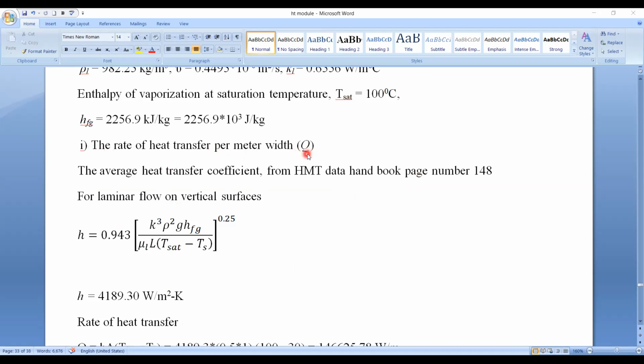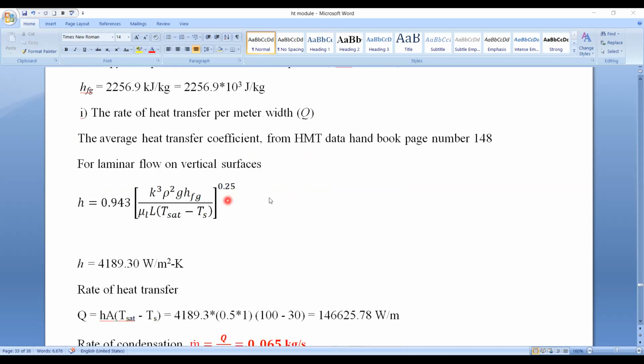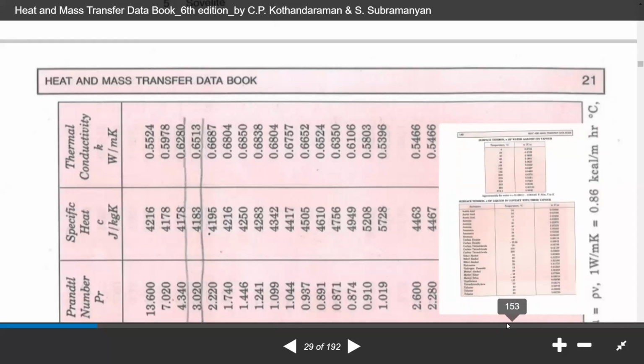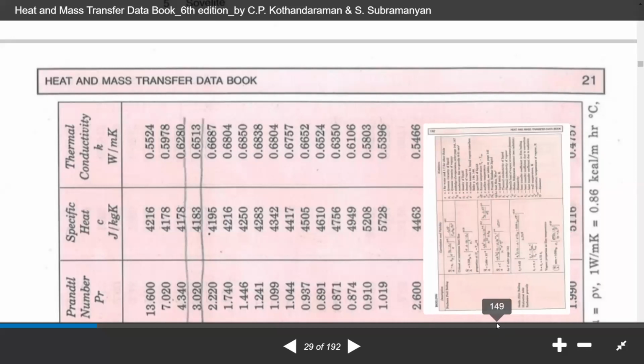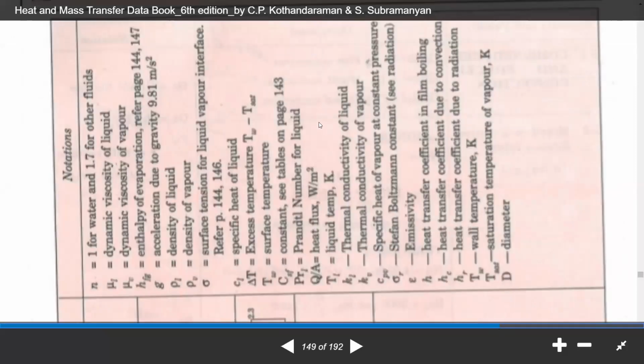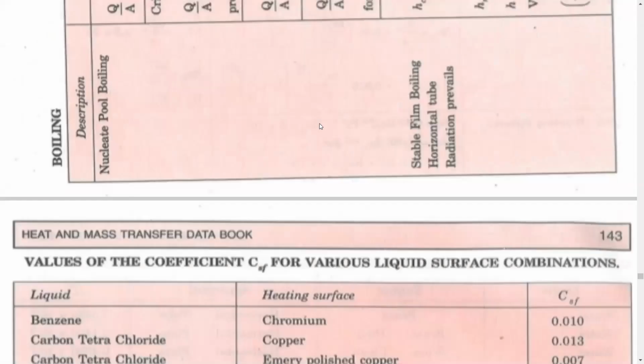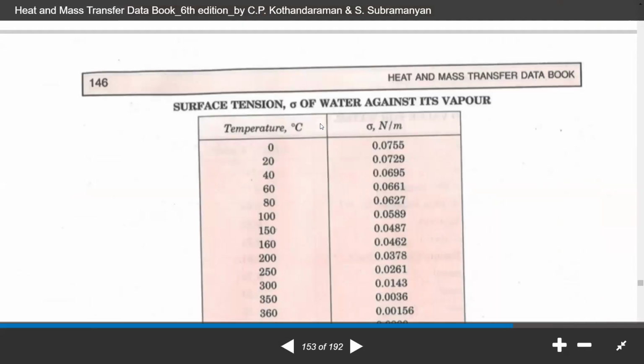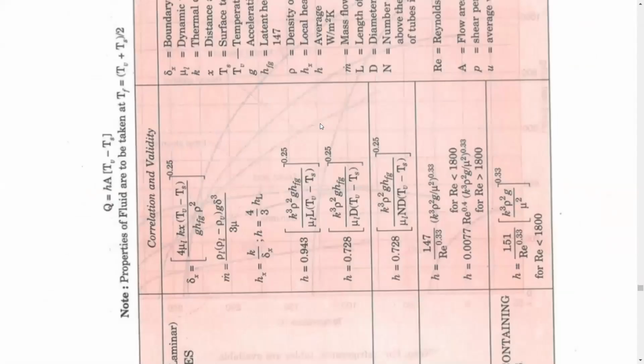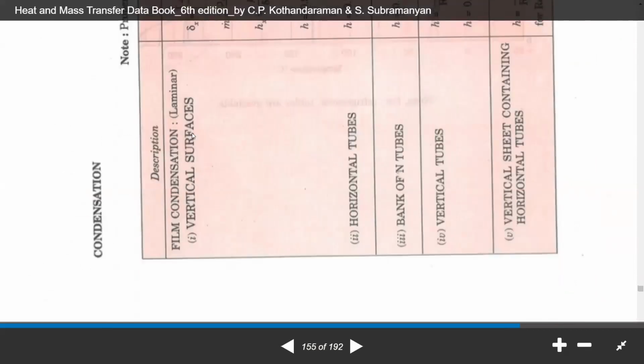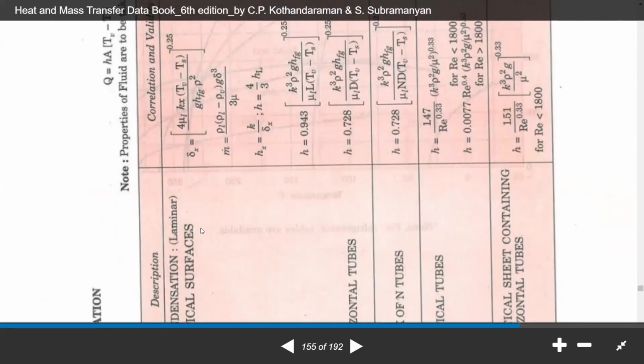The rate of heat transfer per meter width, that is Q. Now we know the formula for film condensation. For film condensation for laminar flow on vertical surfaces, the average heat transfer coefficient h is given by; let us refer to the data handbook, page number 148. Well students, this is on the next page, I guess. Okay, fine. This is for film-wise condensation on vertical surfaces.